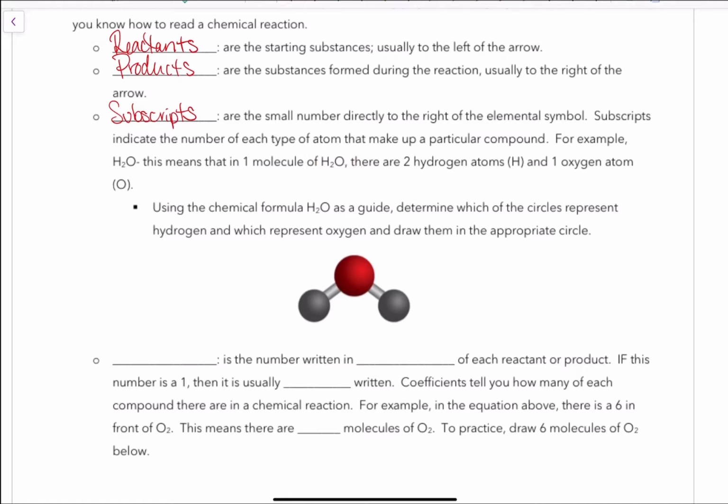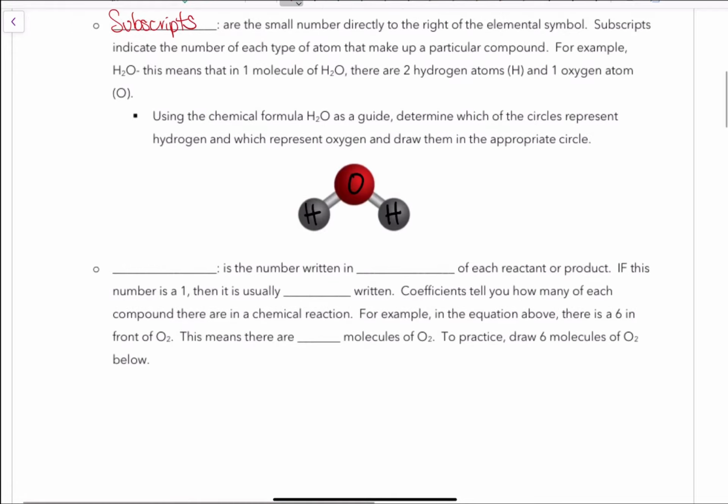So take a second, pause the video, and fill this out. Where is H and where is O? Okay, you should have had our two H's down here and O right here, because our subscripts tell us how many are within that molecule.